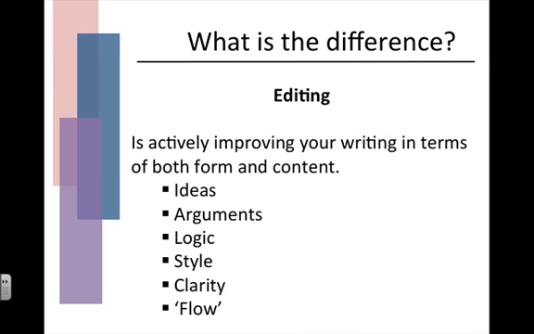So then moving on to editing. And editing is something that you do once you have a draft. It's actively improving your writing in terms of both form and content. So you're going back to your writing and you're thinking about your ideas, the arguments that you've used, whether what you've written is logical, thinking about improving your style, thinking about whether what you've written is clear, and really thinking about the overall flow of the essay. So it's going back and thinking about the bigger aspects of the content of what you've written in your draft.